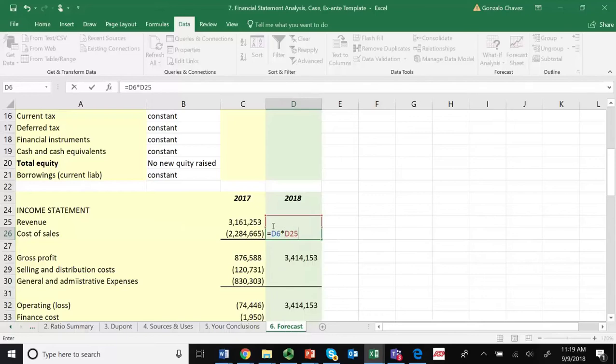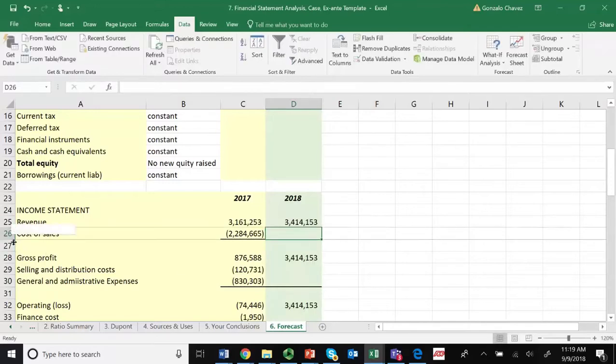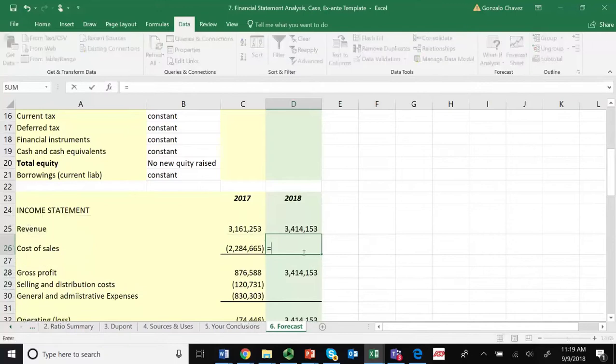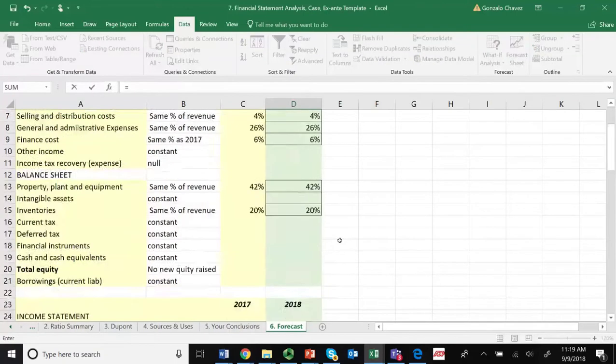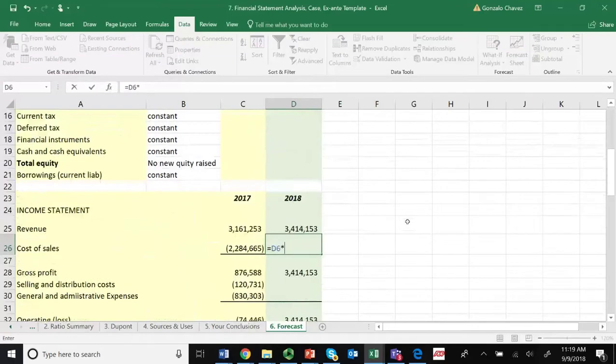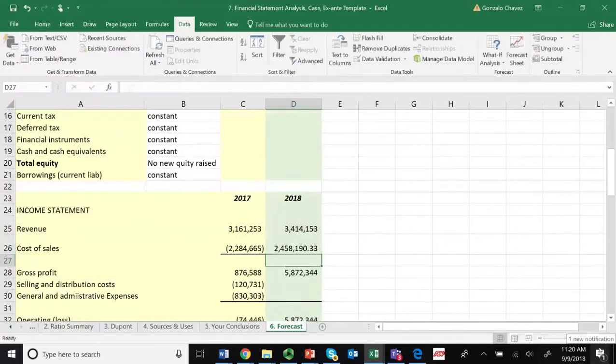Okay. The reason why it's not showing, I just can't click away, is that the width of these two cells is not enough. Let me show you what I mean. Let's remove that. This gives ourselves some more space, and this should work now. So this is going to be 0.72, 72% of what? Times, and then just click the cell. Here we go. Okay, press enter, and you get the 2,458,000.